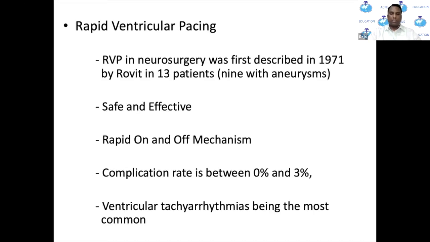Rapid ventricular pacing. Now, this is another important technique where you soften the aneurysm through rapid ventricular pacing, and this was first described by Rowitt et al. in 1971. It is a safe and effective mechanism, and it also has a rapid on and off mechanism. Complication rate is between 0 to 3%, and ventricular tachyarrhythmias can occur.